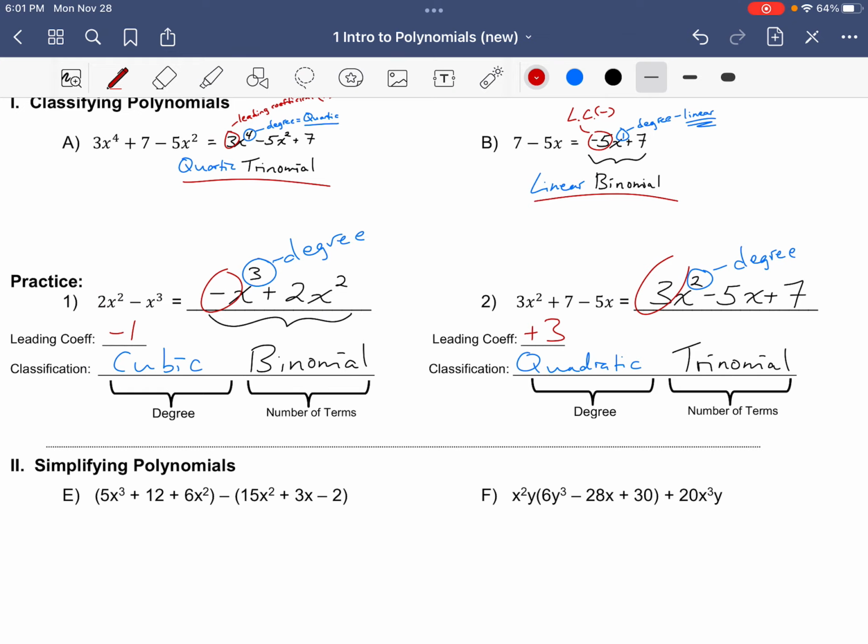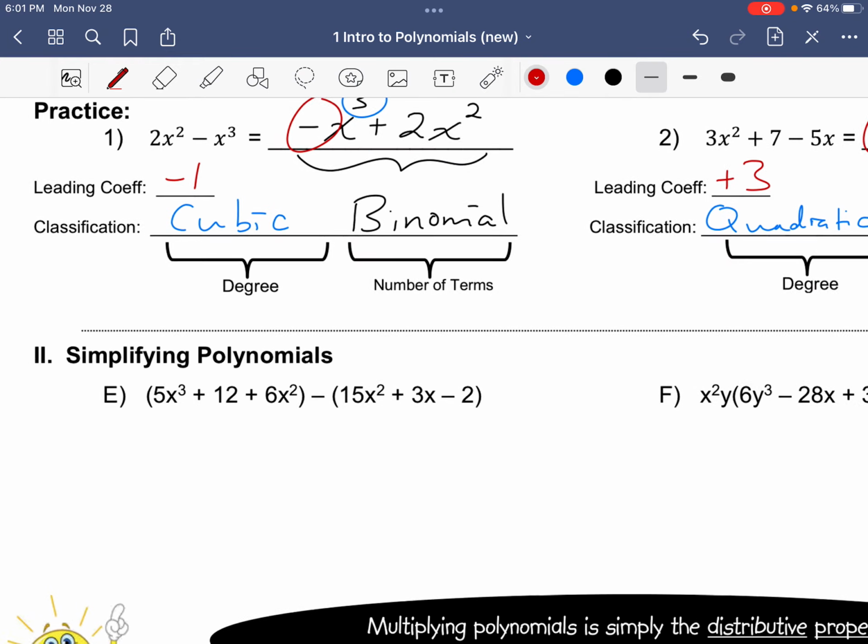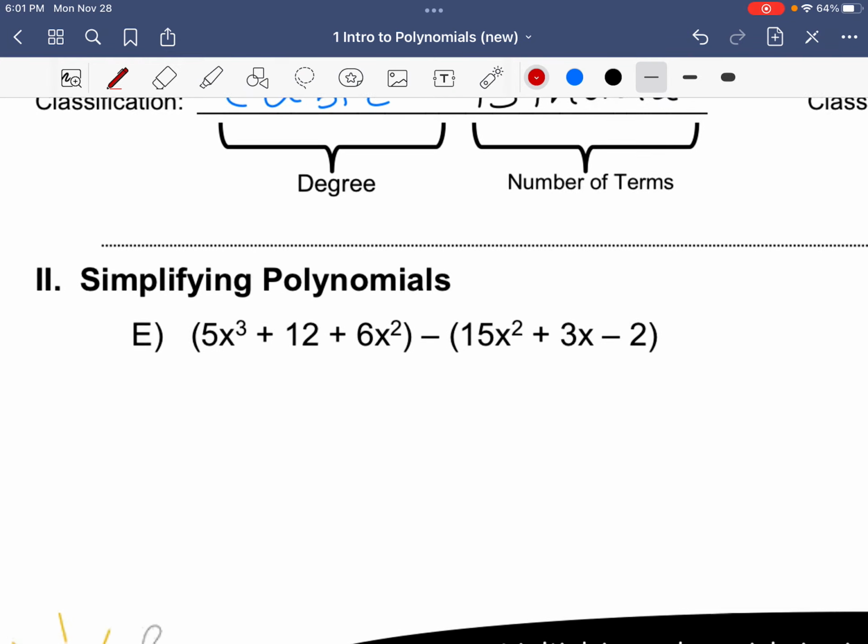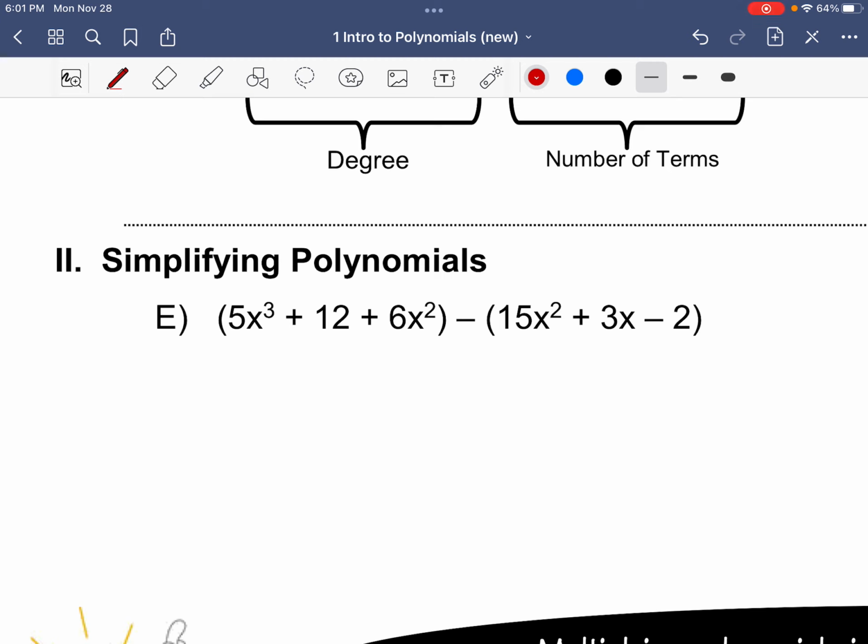Well, we will continue to talk about polynomials in terms of their classifications. But what I want to do for a second part of just some basic intro ideas is talk a little bit about simplifying polynomials. Like maybe adding or subtracting. In the case of this problem, we're clearly subtracting. And what you want to remember is that when you're subtracting, that subtraction sign is going to distribute, it's going to apply to each term in that parenthesis.